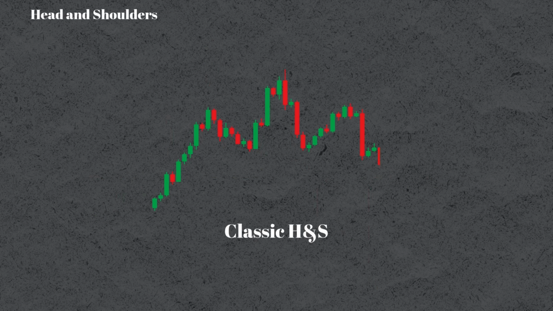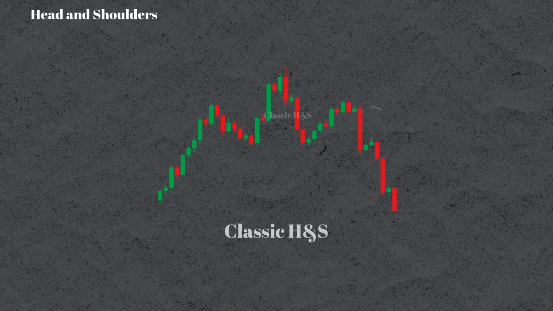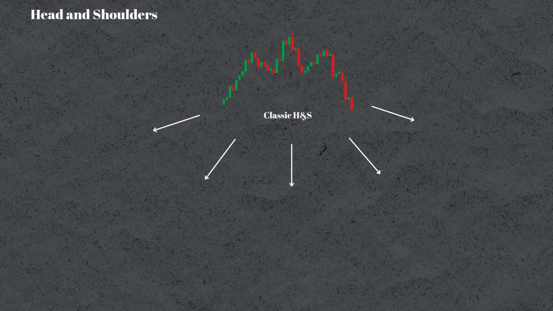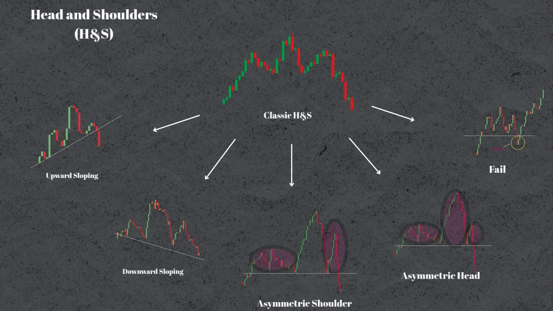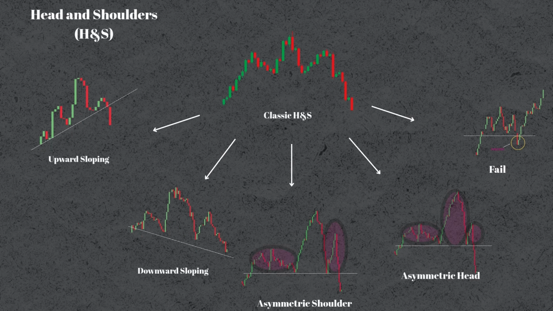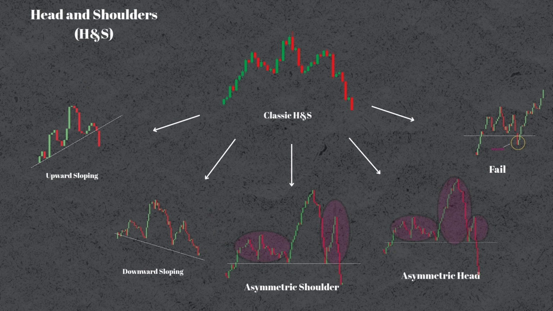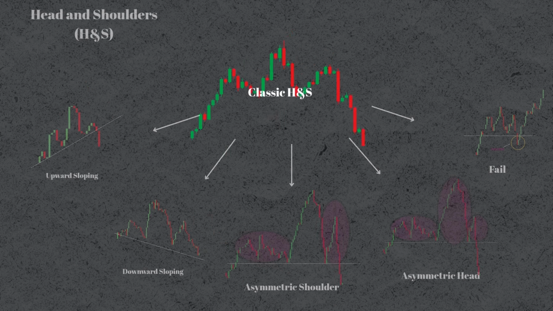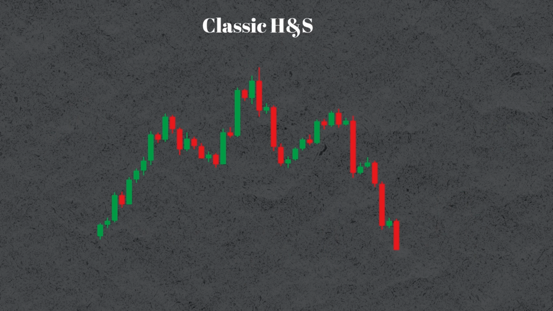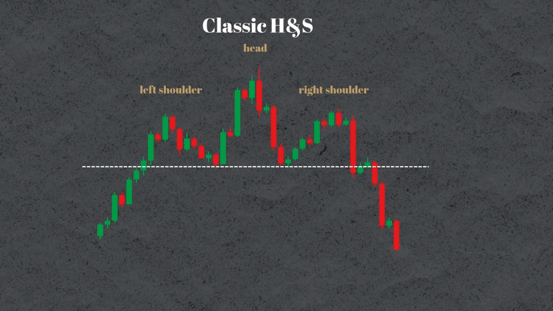Now let's talk about not only the classic H and S, but also the different variations you might encounter in real markets. Because not every H and S you see on charts will look like the perfect textbook example. Often they appear tilted, asymmetric, or irregular. One of the most common types is the classic H and S, where the left shoulder, head, and right shoulder are clearly visible. The neckline is flat, and when it breaks, the price usually drops sharply. This is the version most often shown in technical analysis books.